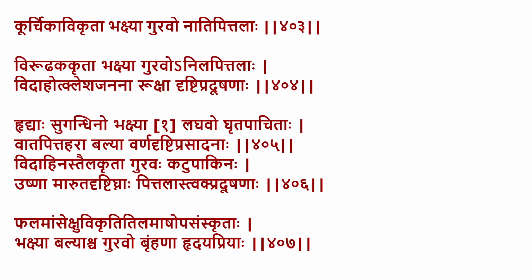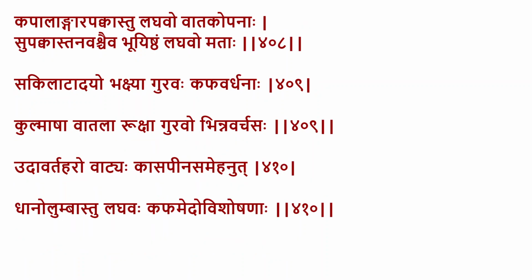फलमांसेषु विकृति तिलमांसोपसंस्कृताः भक्ष्याः बल्याश्च गुरवो ब्रह्मणाः हृदयप्रियाः. Food processed with fruit juice would always be good for health. Then kapala angara pakwasto laghuva vatakopanaha. Those food substances which are processed directly over heated coal will be laghu and vatakopana, enhancing vata. Supakvaha tanamasteva bhuishtam laghuvamadaha. If the substance is thin, like papad, it would be laghu.